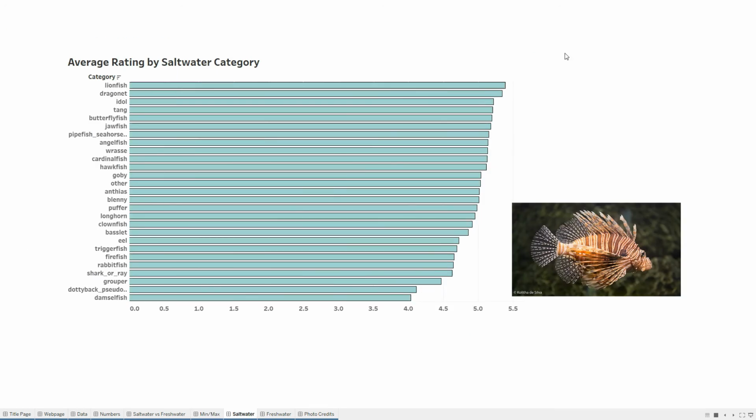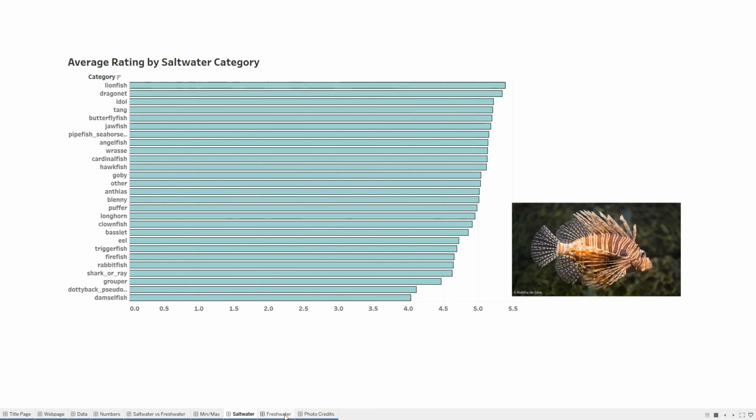Because saltwater fish are typically rated higher than freshwater, we'll look at the saltwater categories first. Here we can see that overall, lionfish get higher ratings with an average rating of 5.389. Followed by the dragonettes with an average rating of 5.345, the idols with an average rating of 5.218, and then the tangs with an average rating of 5.210. As we move down the list towards the bottom, we see that the bottom is the damselfish and chromis, who receive an average rating of 4.037.